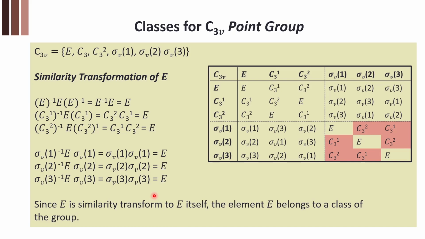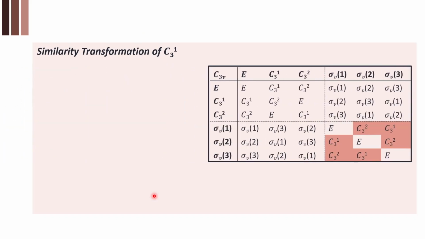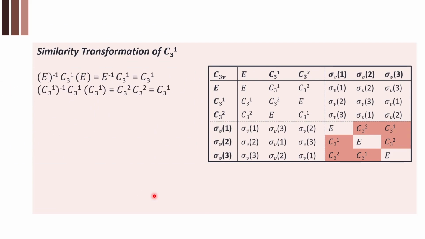Now we have to see how C31 and C32 transform in this manner. So the similarity transformation of C31. Let's begin again with identity. So identity C31 is equal to C31. That's okay. Now C31 inverse C31 C31. C31 inverse is C32, and C31 into C31 is C32.